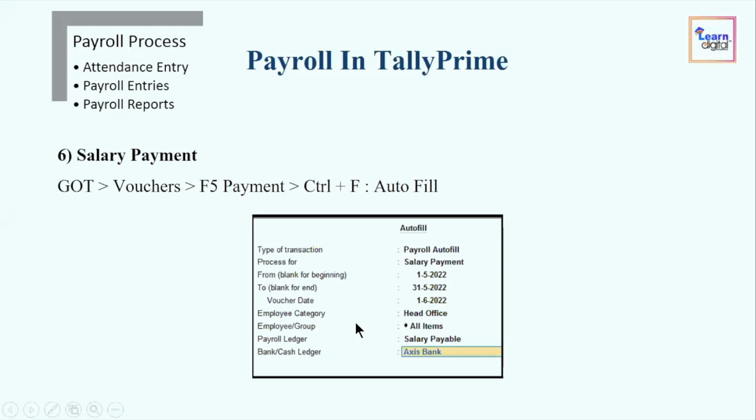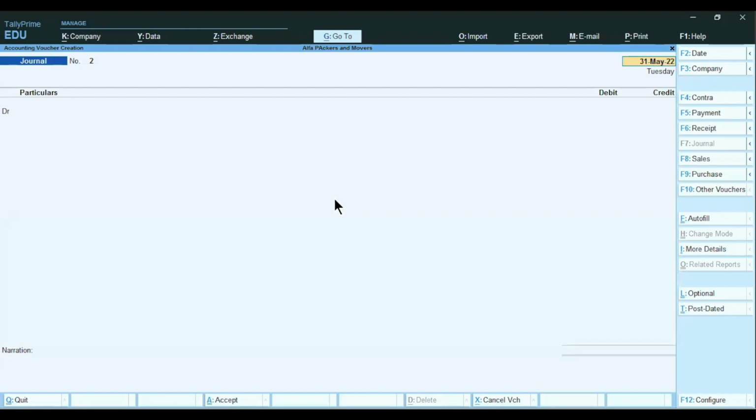The next is salary payment. Now we are in the salary. Now we will shift to payment voucher. We will first pay the salary. So let's go to salary payment, that too with autofill by pressing Ctrl F. So first make it F5 payment voucher.